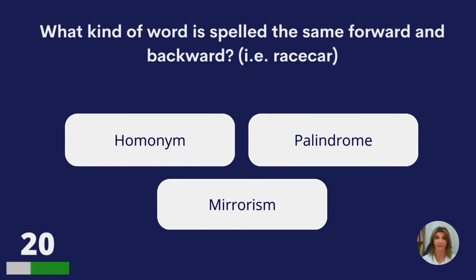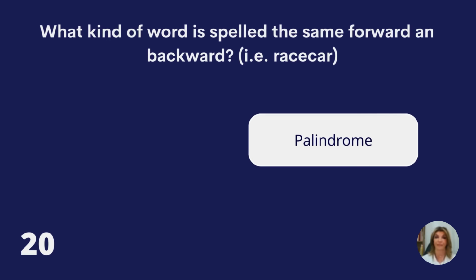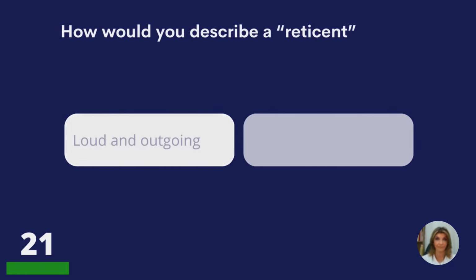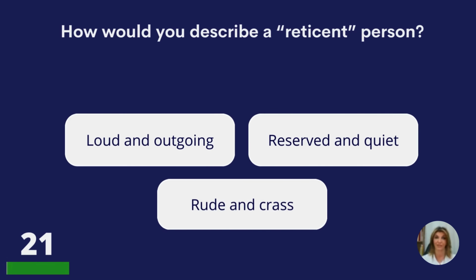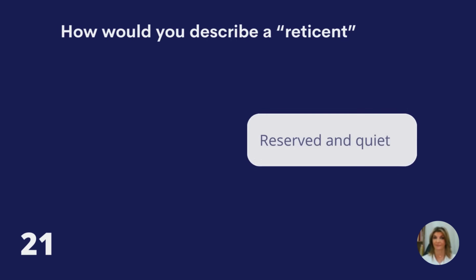What kind of word is spelled the same forward and backward? For example, race car. Homonym, palindrome, or mirrorism? Palindrome. How would you describe a reticent person? Loud and outgoing, reserved and quiet, or rude and crass? Reserved and quiet.